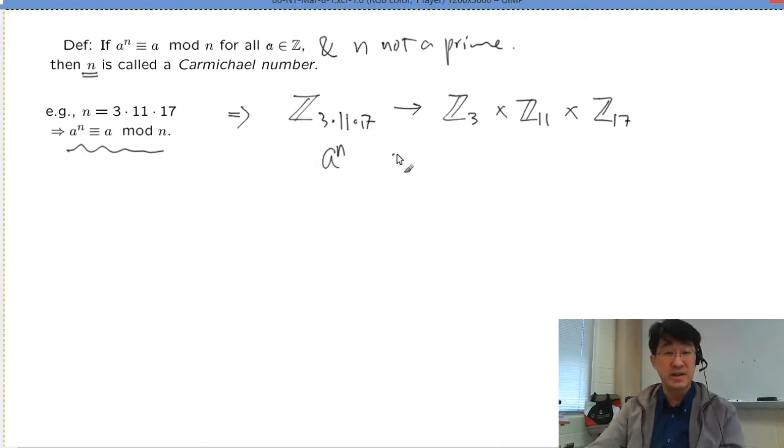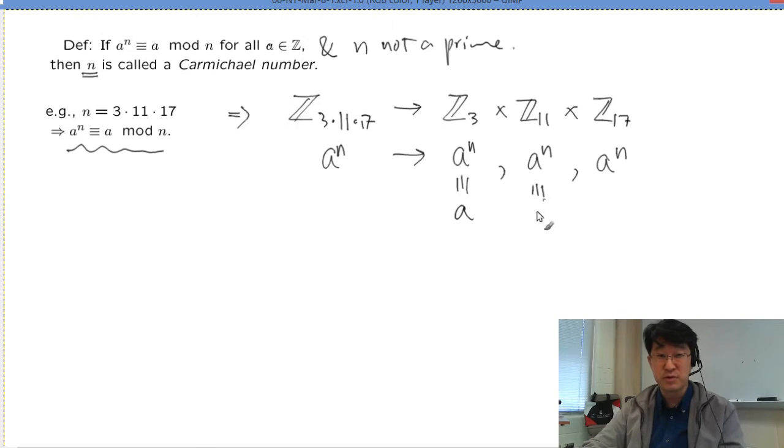So we send that down the map. We have a to the n in each. We're going to show that in mod 3 it's congruent to a, in mod 11 it's congruent to a, and in mod 17 it's congruent to a. I'm not saying it is easy to see, but mod 3, 11, 17 is a piece of cake. We can do it.